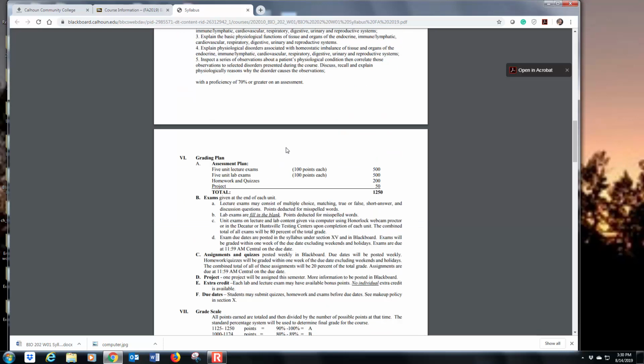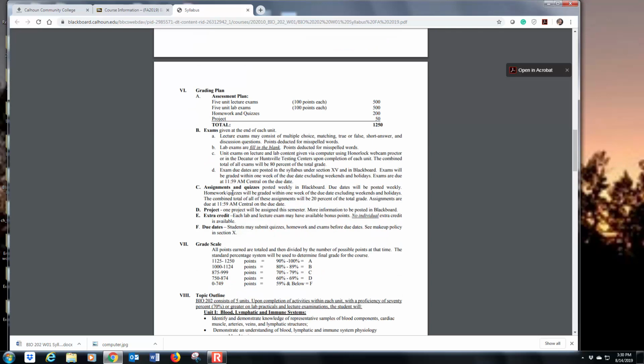Here's your grading plan. Everybody wants to know about that. Mostly exams, 80% exams. You have lab tests and lecture tests. You have some homework, some quizzes, and a project. The project is going to be about sexually transmitted infections. It's a really cool project. I think you'll like it, but you'll get more details about that later. Exams should be similar to what you had in 201. You have lecture exams, multiple choice, discussion questions, all that apply questions, lab tests or fill in the blank, so you have to spell.